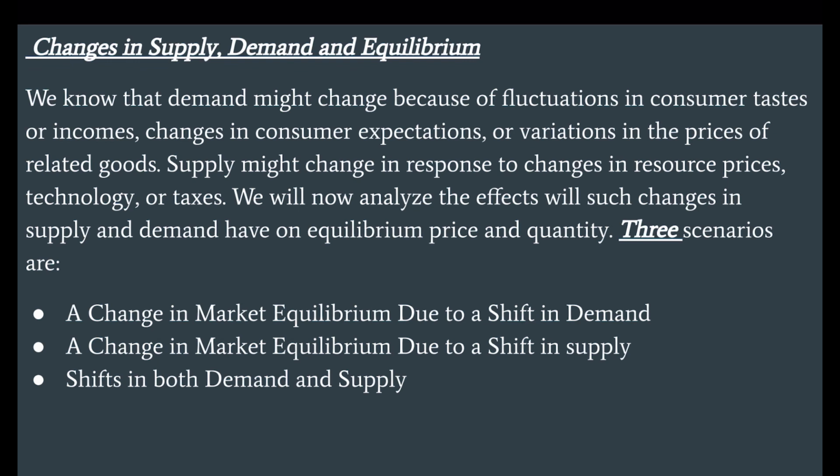Changes in supply, demand, and equilibrium. We know that demand might change because of fluctuations in consumer taste or incomes, changes in consumer expectations, or variations in the price of related goods. Supply might change in response to changes in resource prices, technology, or taxes. We will now analyze the effects such changes in supply and demand have on equilibrium price and quantity. Three scenarios are a change in market equilibrium due to shift in demand, a change in market equilibrium due to shift in supply, and shift in both demand and supply.